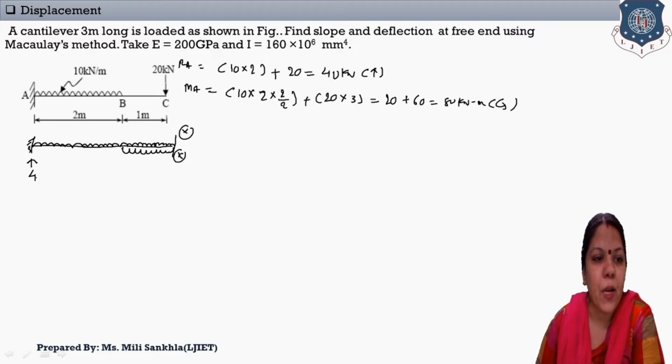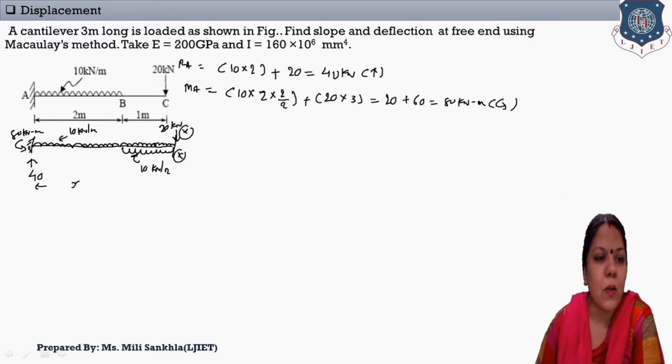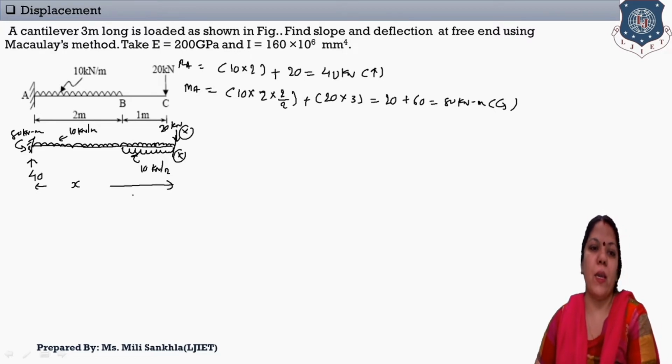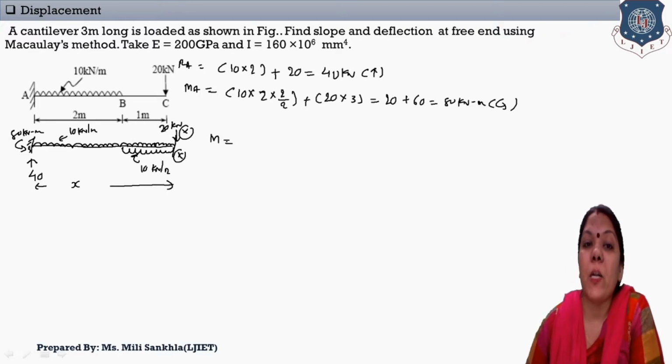We found the support reaction just now, which is 40, and the moment at A is anti-clockwise, mentioned here: 80 kilonewton meter. This UDL is 10 kilonewton per meter, and this extra UDL is also 10 kilonewton per meter. At the free end a point load of 20 kilonewton is given. To make the equation of moment, consider the distance as X. Now look at this: this is the UDL, this is the extra UDL, and this is the section at X.